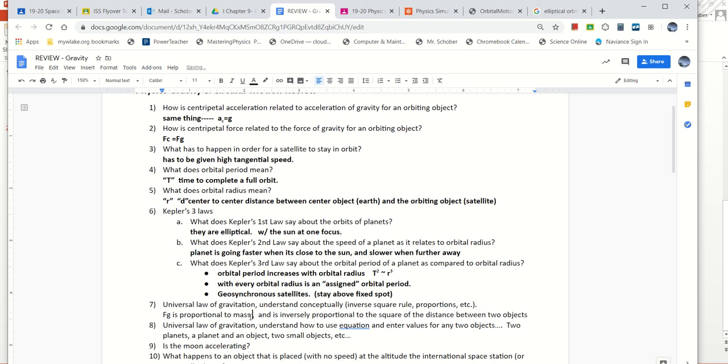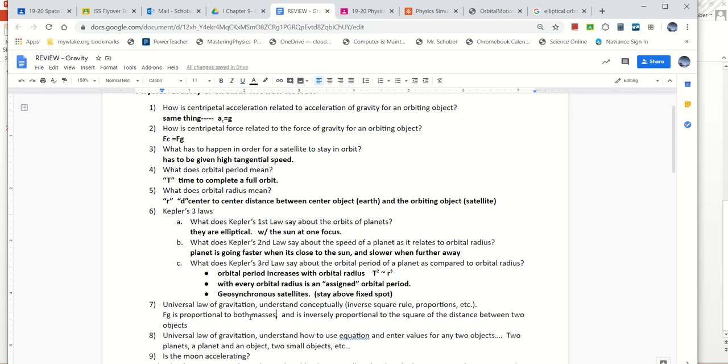So it's proportional to both of the masses. So that means you double the distance, the force of gravity is going to be 1/4 as much. You triple the distance, the force of gravity is going to be 1/9 as much. You make the distance 4 times as much, the force of gravity is going to be 1/16 as much. That's what an inverse square rule means.